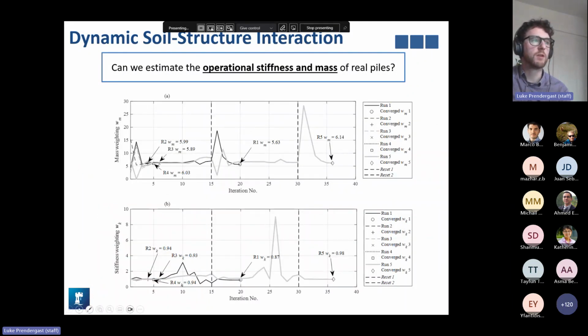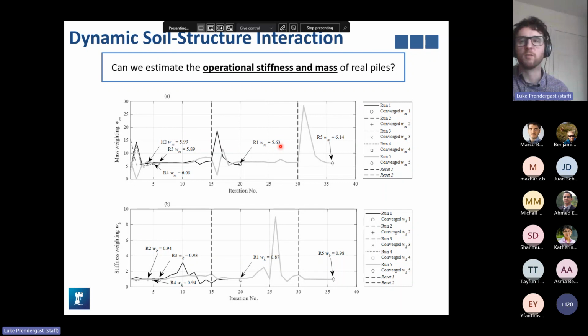Just to give you an idea of what the convergence plot looks like for real data, it takes many more iterations than the numerical prediction, but it does run quite well. So these are 5 different runs, and what we can see is that run 1 gives a mass weighting of 5.63, 6.14, 599, 589, 603, approximately equal to one another.